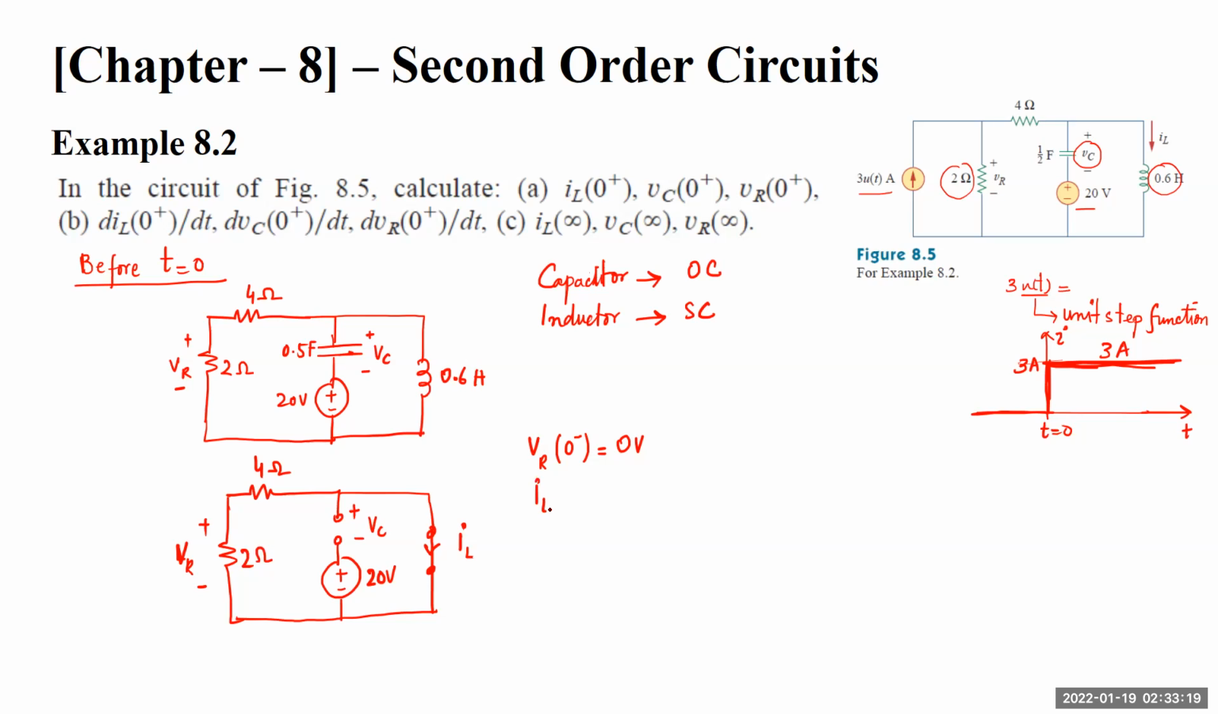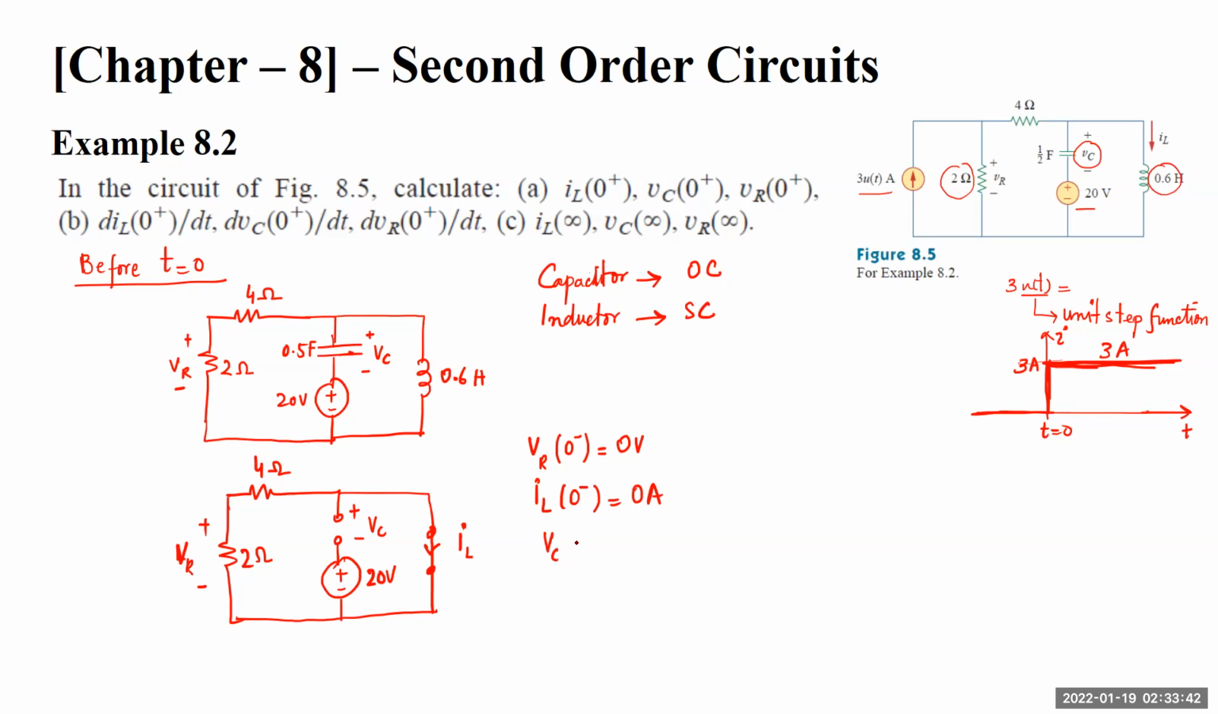Similarly, IL(0⁻) is 0 amperes since it's short circuited, and since there is no source, whether voltage or current source, that is driving any current, there is no point in it. So the inductor in this case will not be magnetized. It will have 0 current in it.